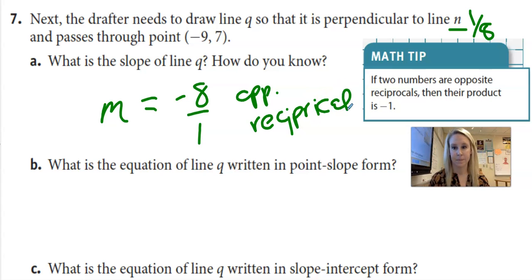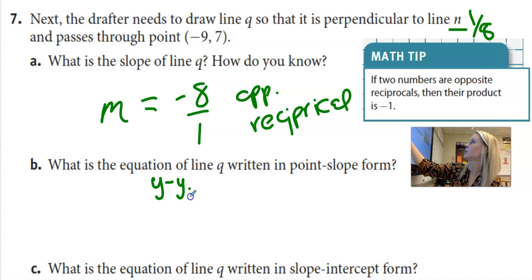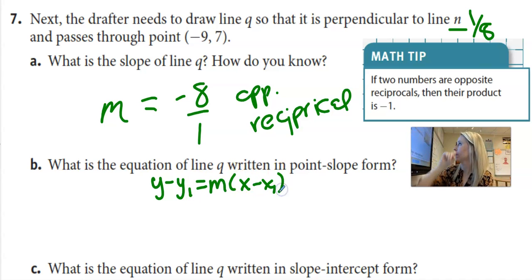It's a terrible line. Okay? So remember, opposite, flip it, change the sign. So now what would be the equation of line Q written in point slope form? So my formula for point slope, I'm going to rewrite it. y minus y1 equals m times x minus x1. Okay? So I'm going to take my new slope, which is perpendicular, and then my point from up here.